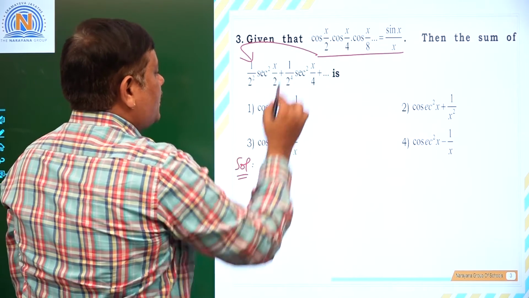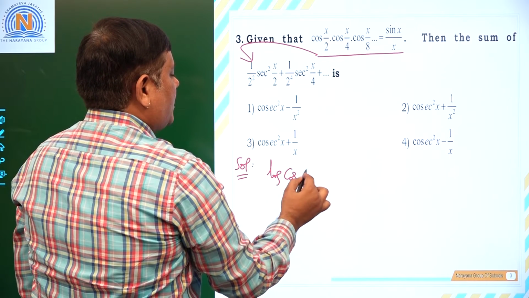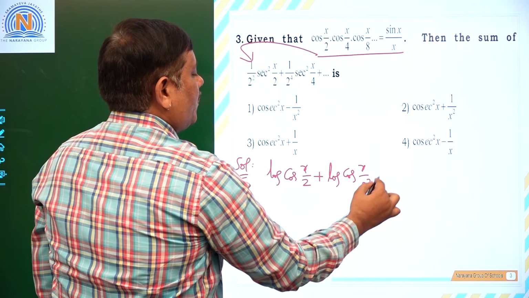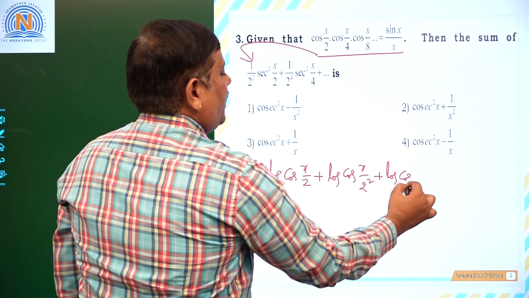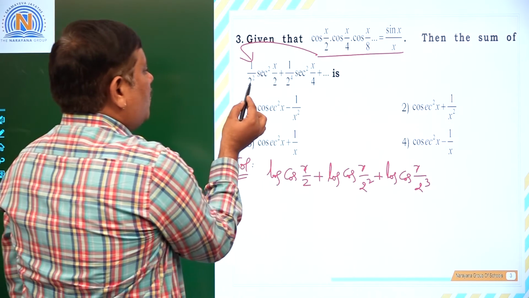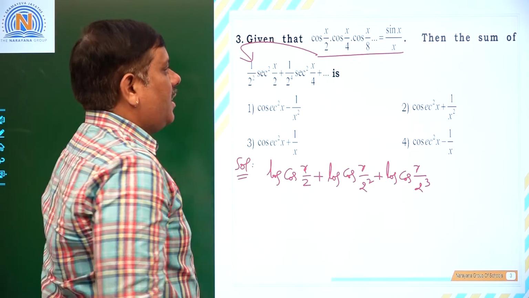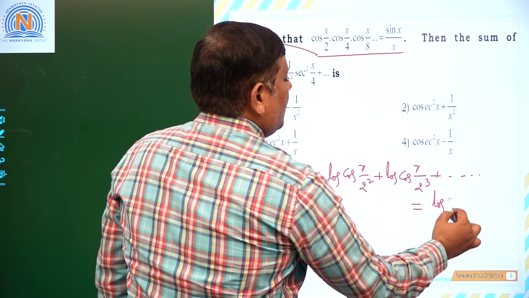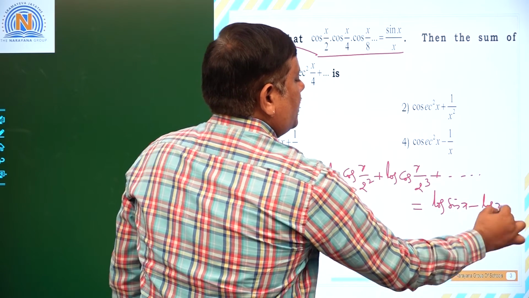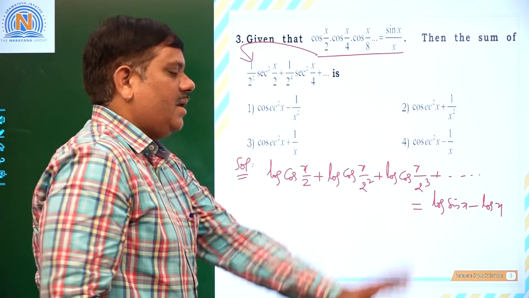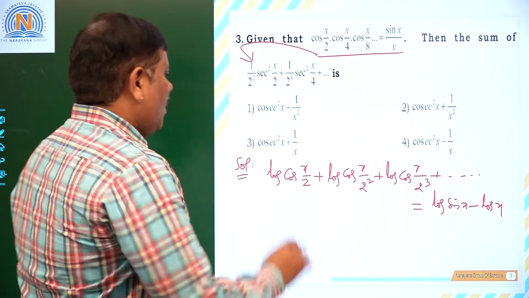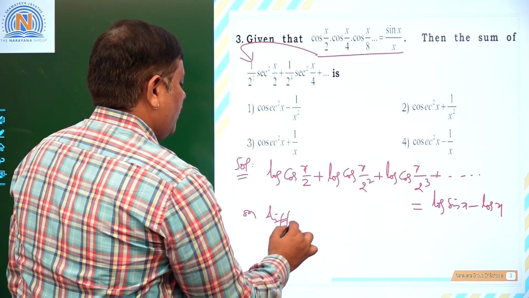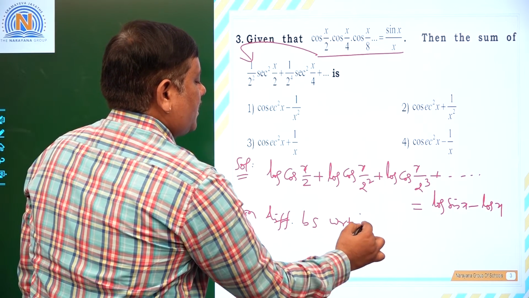If I apply log on both the sides, I am going to have log cos x by 2 plus log cos x by 4, let me write it as 2 square, plus log cos x by 8, that is x by 2 cube, because here I have 2 square, 2 power 4 like that, so let me write like this, plus so on, infinite terms, that is equal to log sin x minus log x. It is in the form of log of m by n, log m minus log n. What is the next step? Both the sides differentiate with respect to x.